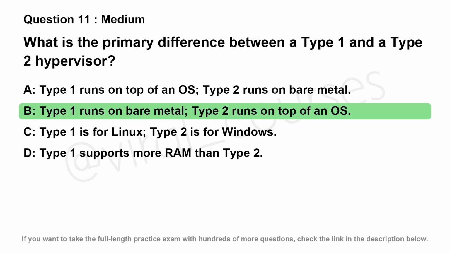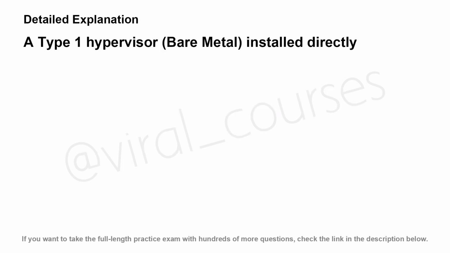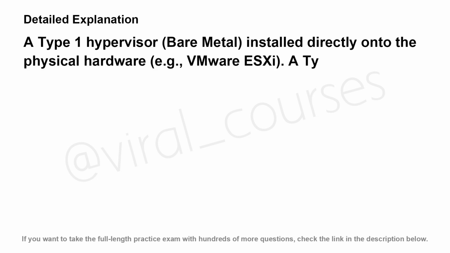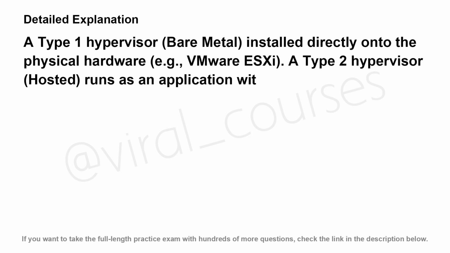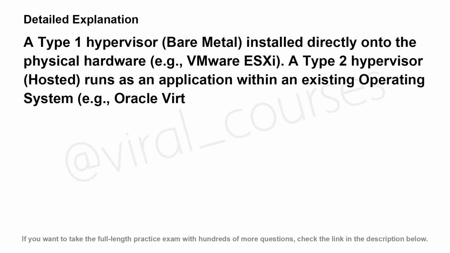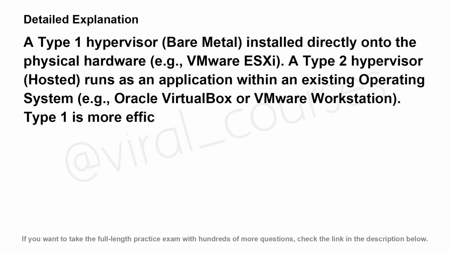The correct answer is B. A Type 1 hypervisor, bare metal, is installed directly onto the physical hardware, e.g., VMware ESXi. A Type 2 hypervisor, hosted, runs as an application within an existing operating system, e.g., Oracle VirtualBox or VMware Workstation. Type 1 is more efficient for data centers.